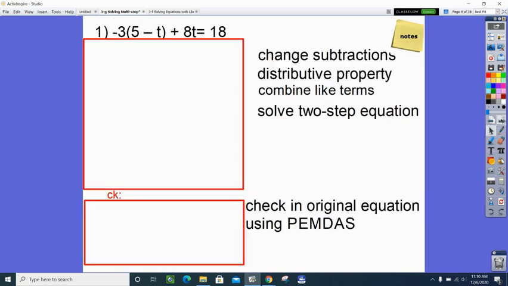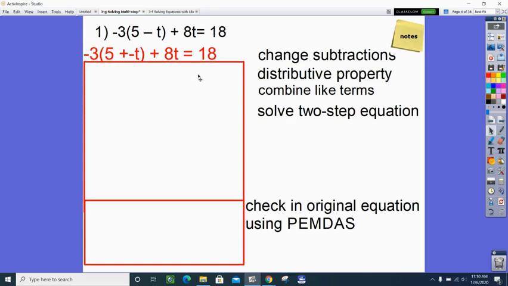All right, so it's kind of your turn. There's really nothing new here. So I've kind of given you some clues along the side. So the video is going to pause. You're going to start by changing the subtractions. Then you're going to do the distributive property. You're going to combine like terms, and then there'll be a two-step equation. It looks a lot like the one we just did. So give it a go and come back and we'll walk through it.